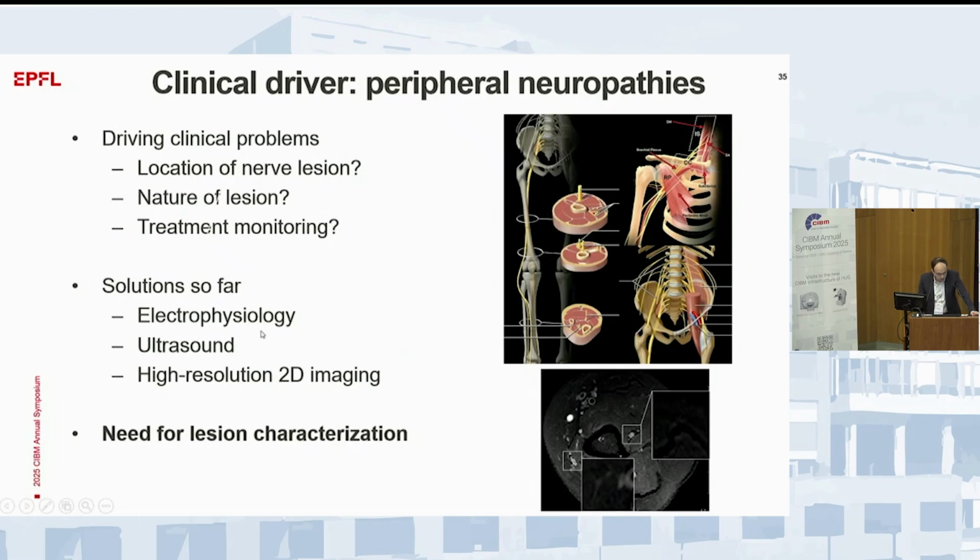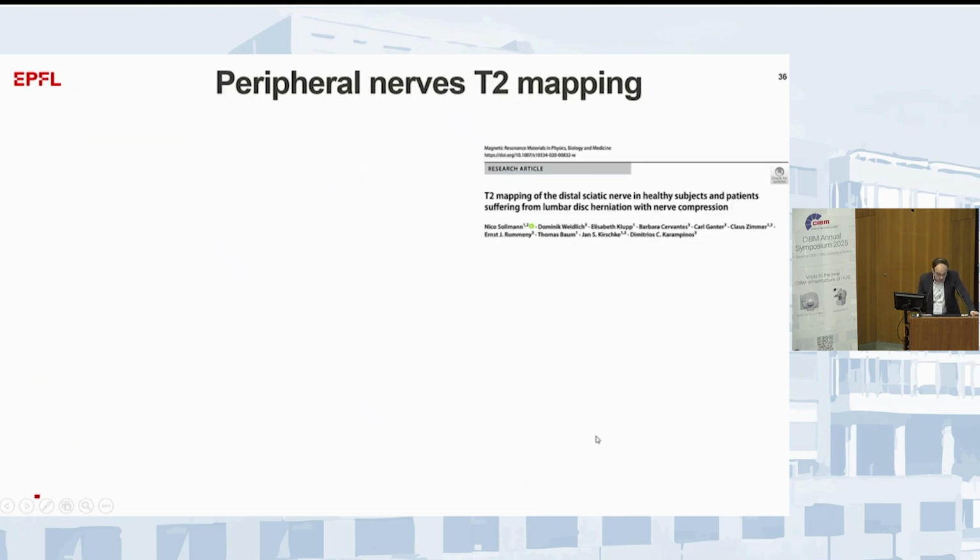There are solutions so far: electrophysiology, ultrasound, and high-resolution 2D imaging. But this is the 2D imaging that you can have. This is the type of small peripheral nerves here in the arm that you would like ideally to see. And you would like to have ways to go away from this T2 weighted imaging and characterize the lesions. This type of method that I showed you before for the muscle can be applied also in the nerves.